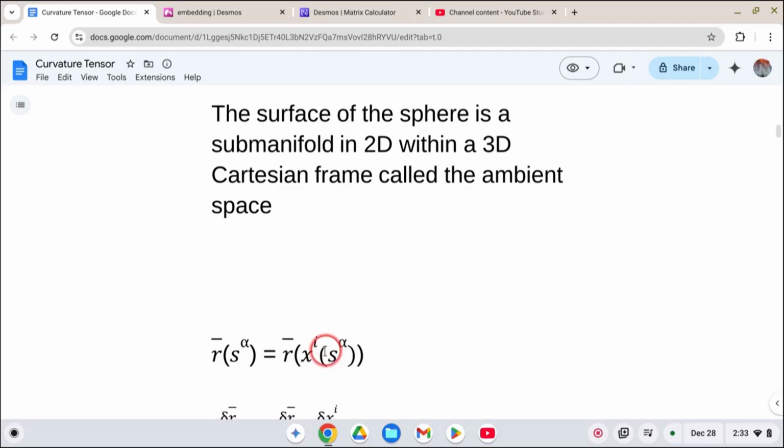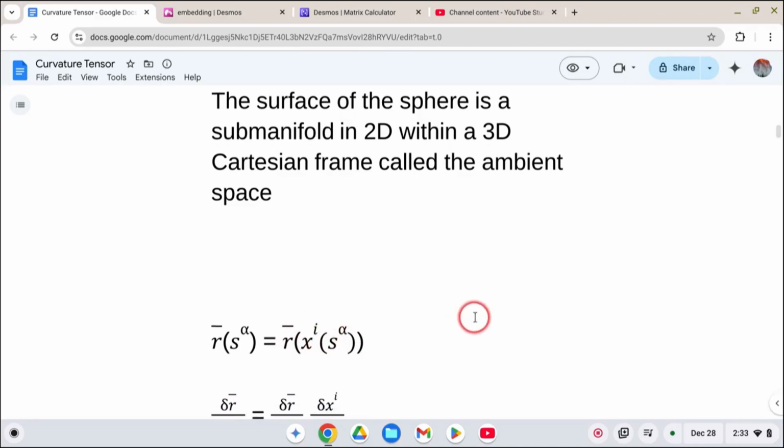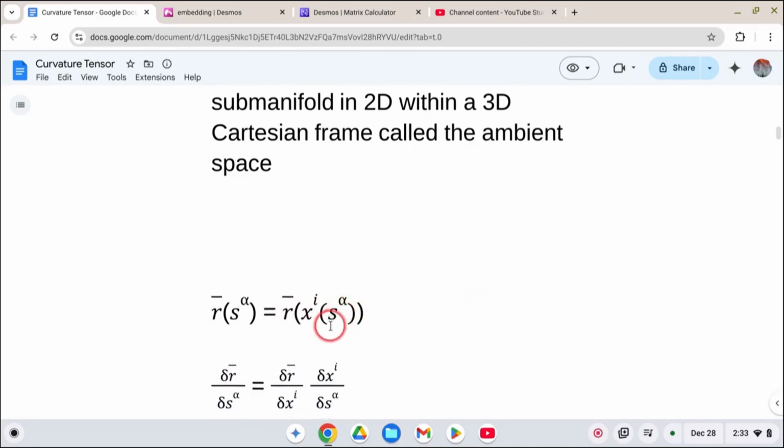So we want to take a differential of this, and because we have two arguments, we have to use the chain rule, right? So we're going to differentiate it with respect to the surface coordinates. So when you see alpha, it means the submanifold, and when you see a Latin letter, it means the ambient space. Apparently, the tensor cops are very picky about this. I did not know that.